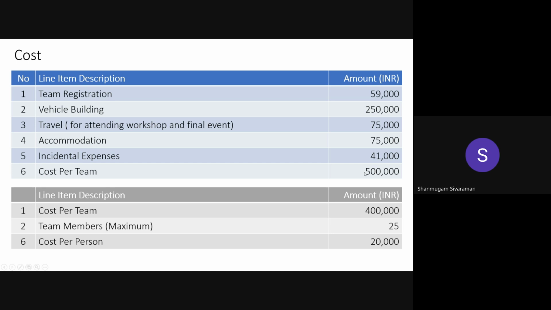That means, unless we are satisfied with your engineering documentation, we are not interested in cutting the metal. If you cut the metal, that is not a good practice. There will be some penalty points. Then once you get the approval to build, go and build the vehicle using that engineering documentation.